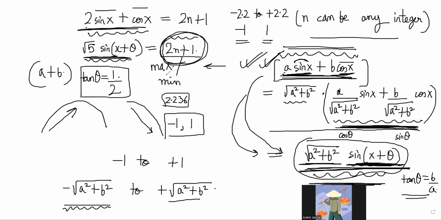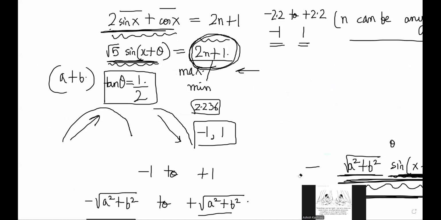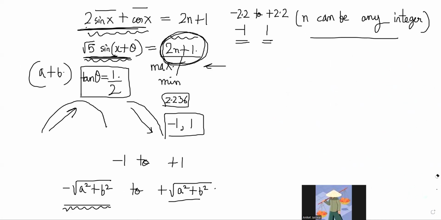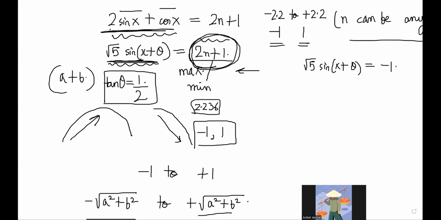Correct? So now what we can say is that this equation is actually having two cases. One case is when it is equal to minus 1 and one case is when it is equal to plus 1, right? You can solve both the cases separately and find the overall solution. Root 5 sine of x plus theta is equal to minus 1, which is sine of minus pi by 2. No, that is wrong, because I will have to divide by root 5 first.